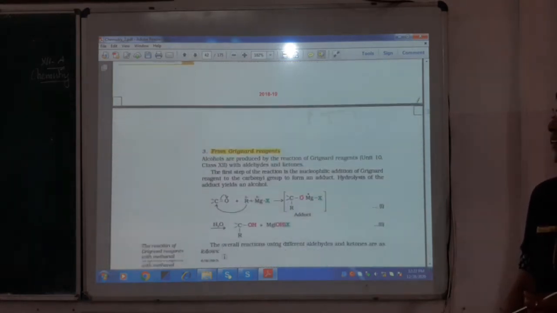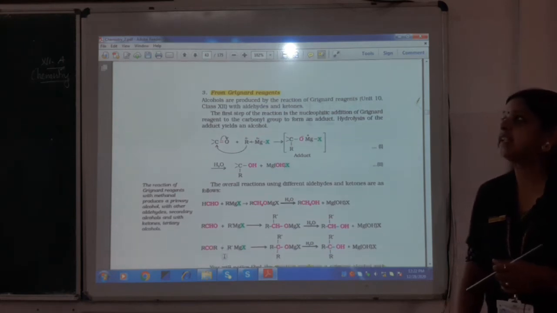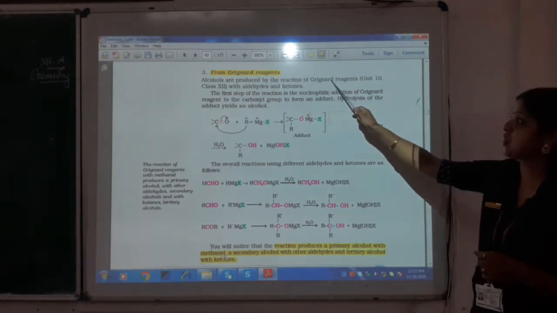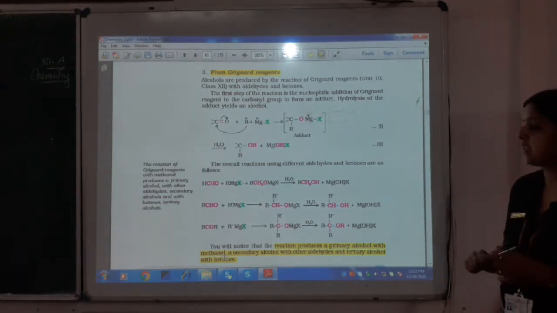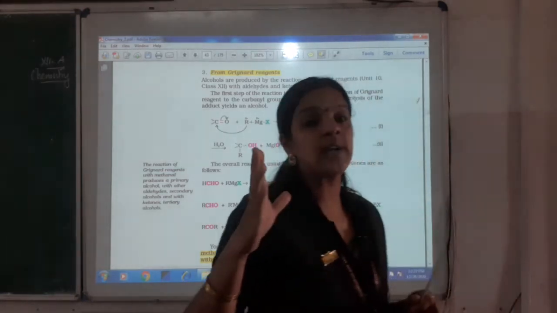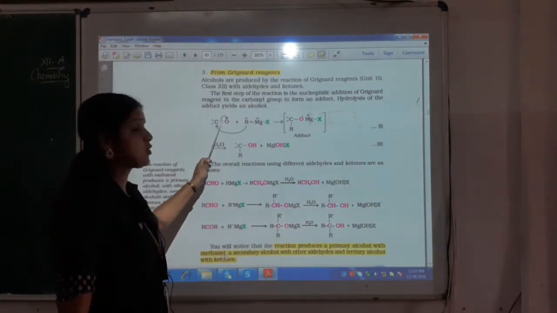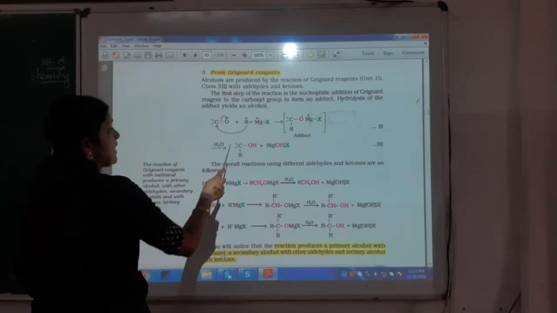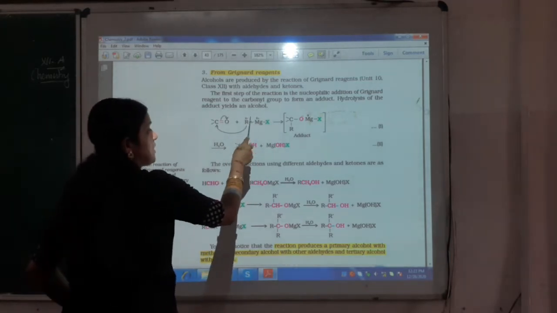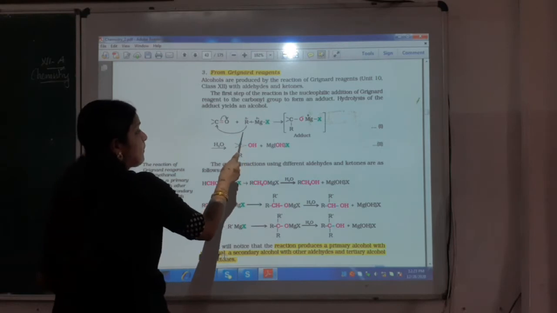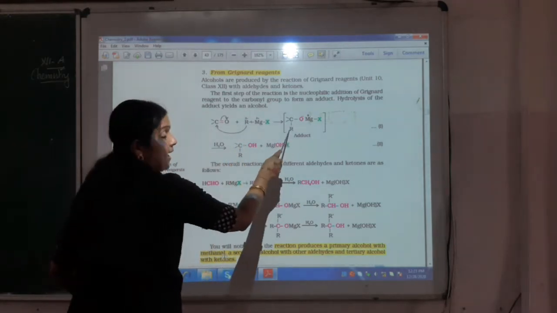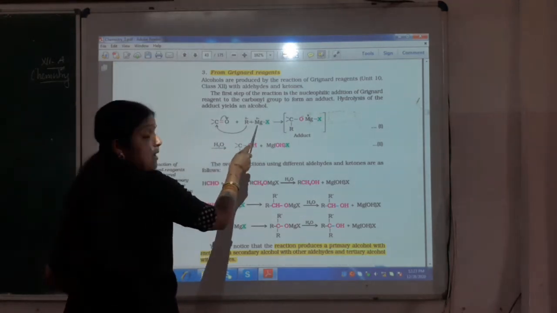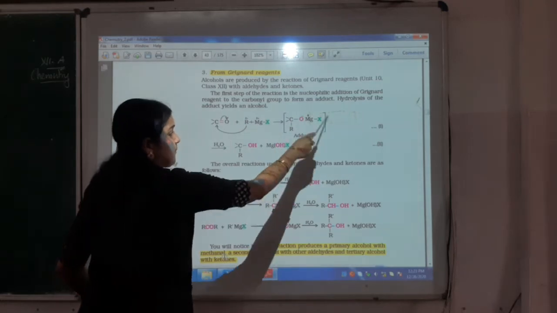Okay, next is from Grignard reagent. Remember our MgX children, we learnt in the last chapter. Alcohols are produced by reaction with Grignard reagent. It's a very simple reaction, you just have to understand the mechanism. This is my ketone or my aldehyde, which when treated with RMgX, this gets split into two parts. The R part comes and attacks my carbon, so I get R here, which is attached. Now oxygen is negative, so oxygen will attract my magnesium. So I get OMgX. Understood?